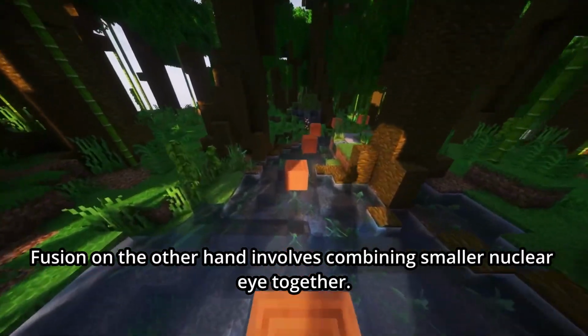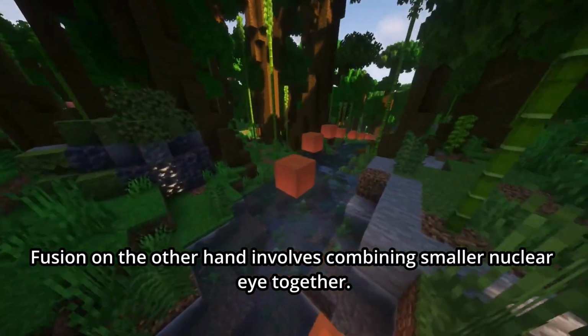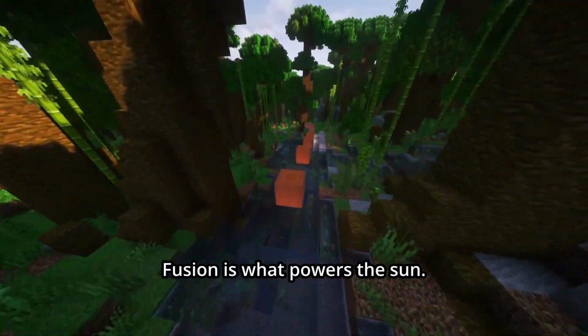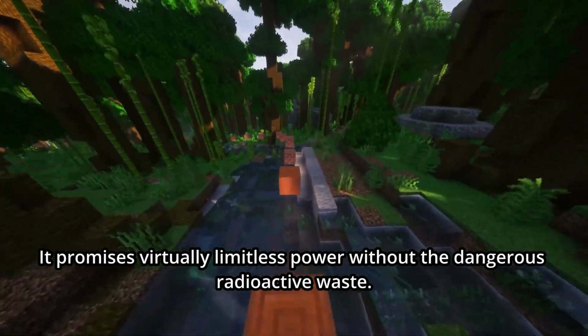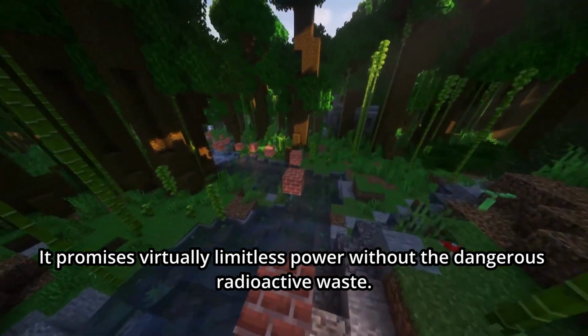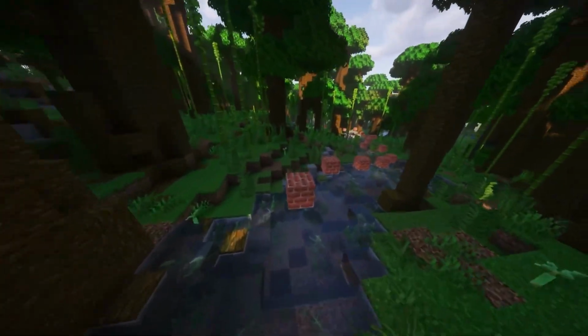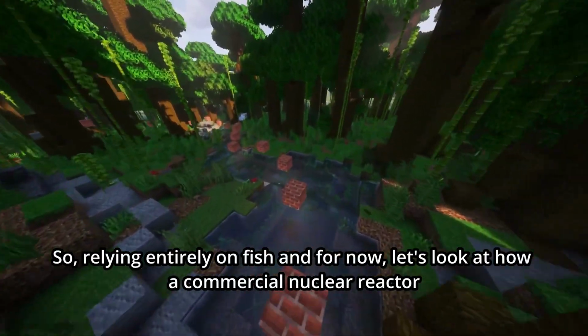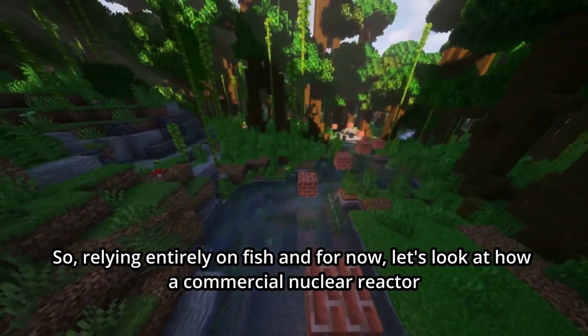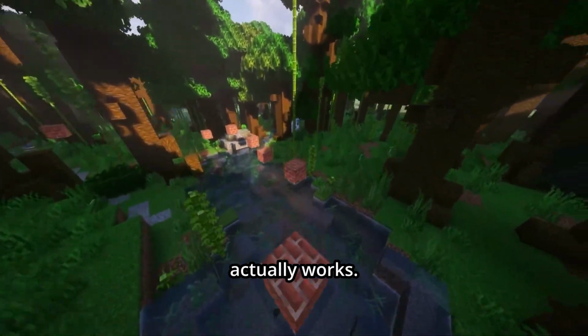Massive. Fusion, on the other hand, involves combining smaller nuclei together. Fusion is what powers the sun. It promises virtually limitless power without the dangerous radioactive waste. But humans haven't figured out how to sustain a controlled fusion reaction to generate electricity yet. So, relying entirely on fission for now, let's look at how a commercial nuclear reactor actually works.